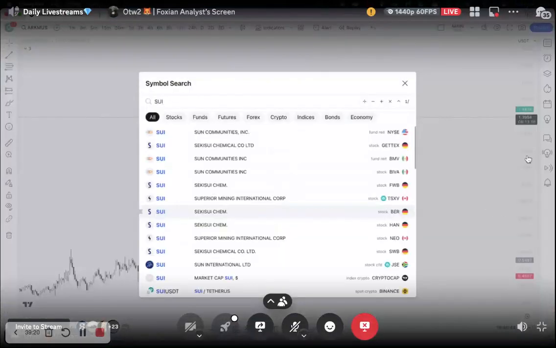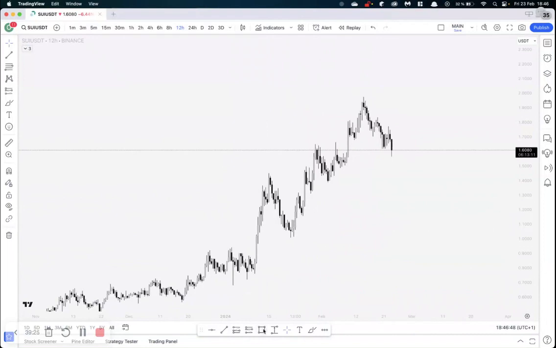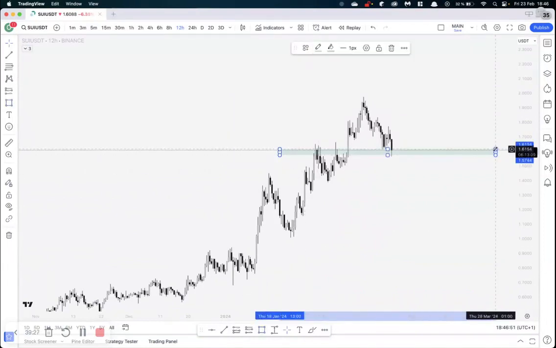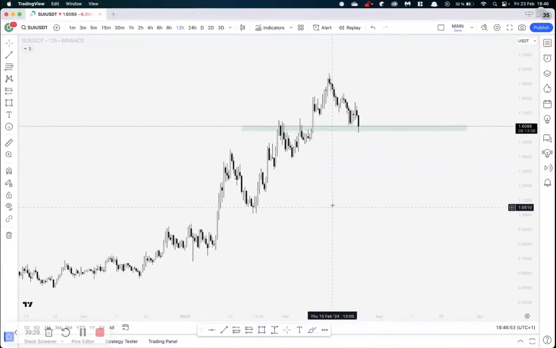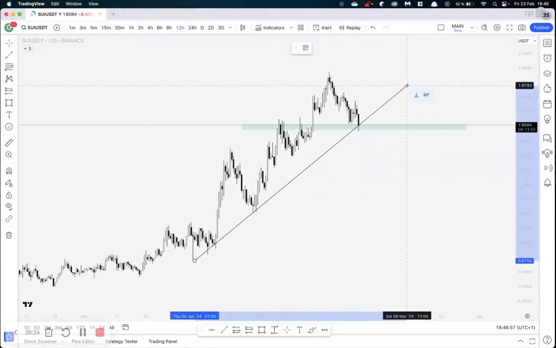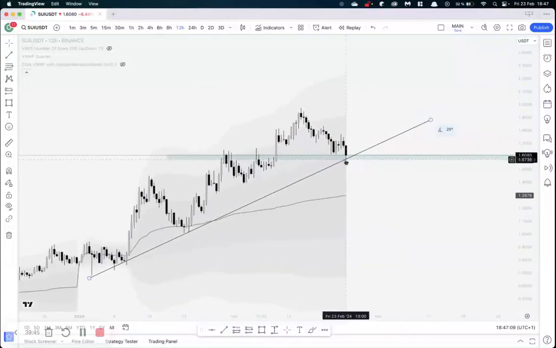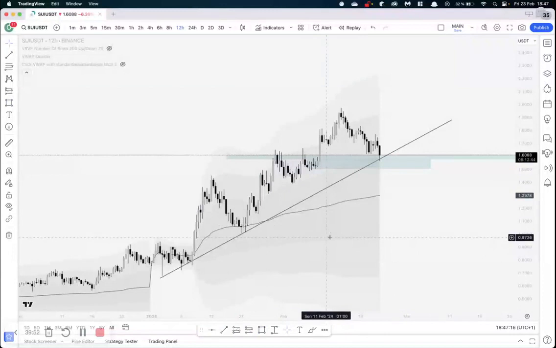Sui and OP. Yeah. Sui. What's your general view on Bitcoin at the moment? I'll go over that later. One sec. There you go. Sui. Okay, this looks nice, to be honest. I can't lie, this looks nice.